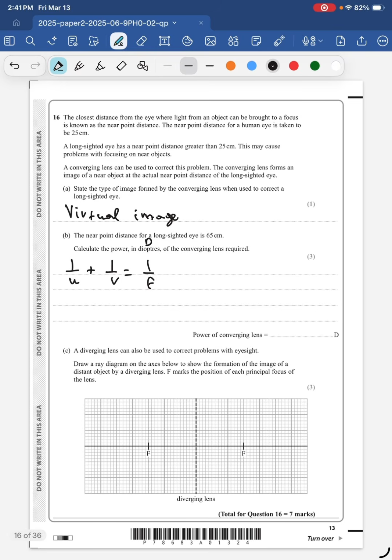Okay. And question C, a diverging lens can also be used to correct problems with eyesight. Draw a ray diagram on the axis below to show the formation of the image of a distant object by a diverging lens. F marks the position of each principal focus of the lens. Okay, let's take an object here, say. So this is our object. And let's draw the rays.